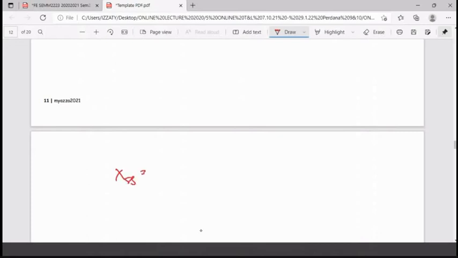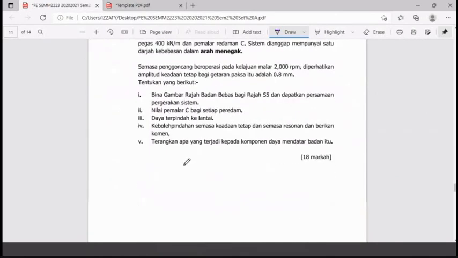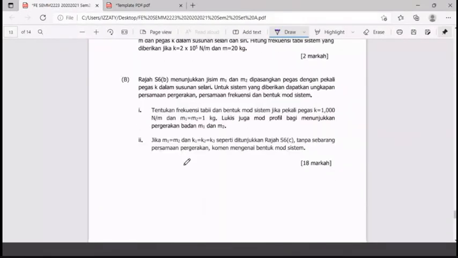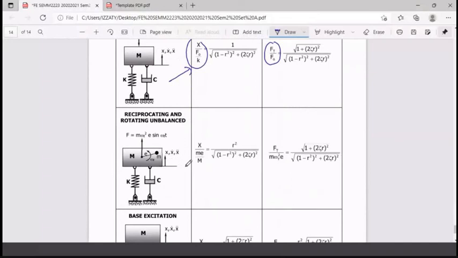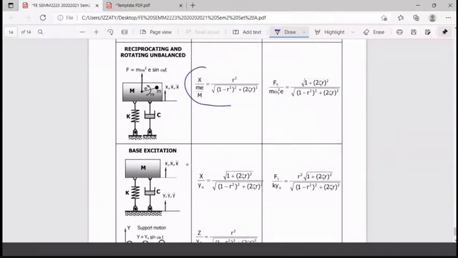The amplitude of steady state is equal to F naught by K, divided by this one, square root of 1 minus R square plus 2 zeta R square. The F naught itself, don't worry, if you forget this one, you go back to the equation because you've been provided the equation. You pick up one of the equations given, you find the equation is this one, use this one.